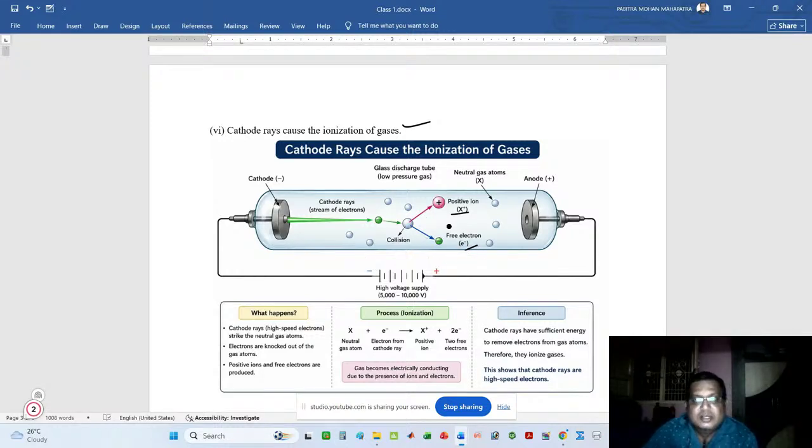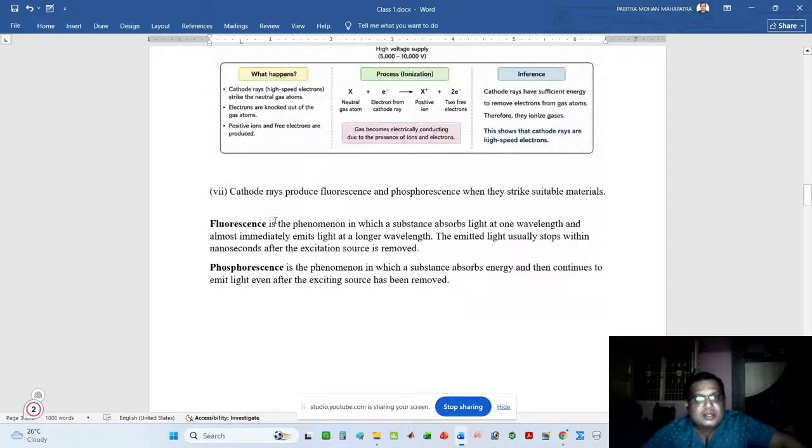Look at that here. Generally, it loses electron when the cathode ray flows from cathode to anode. Then the gas present in between the cathode and anode starts ionization. Again, I want to repeat, when cathode rays travel from cathode to anode, the gas present in between these two electrodes starts to ionize. So I can say that cathode ray causes ionization of gases. Next, move to another point.